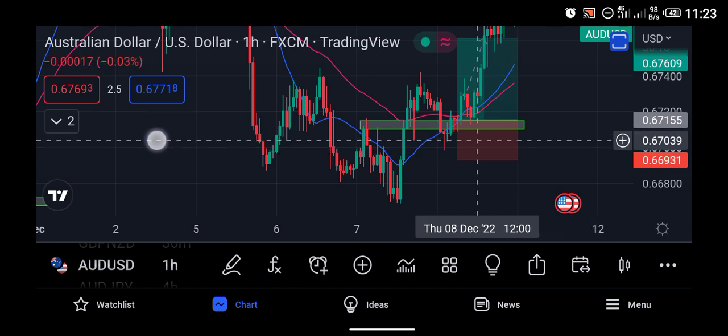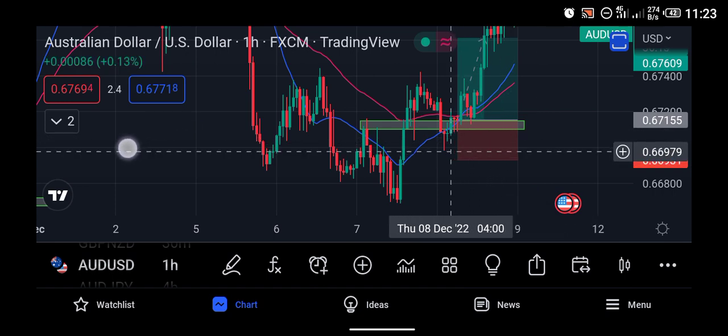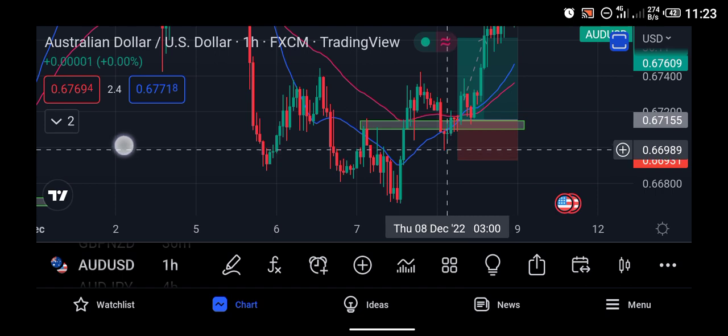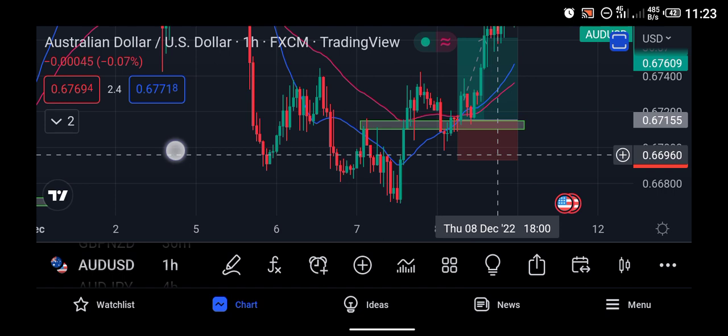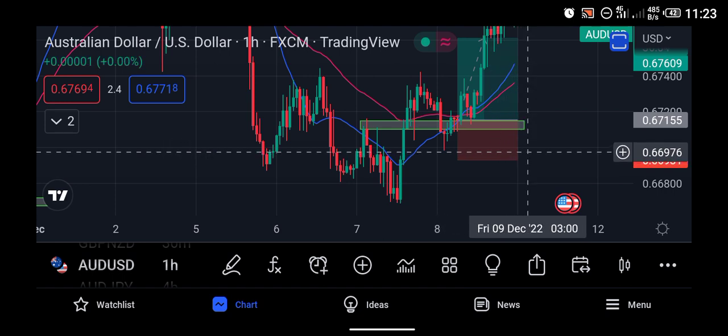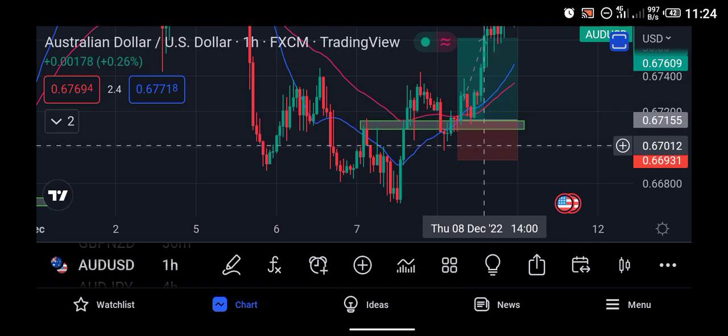Look at what I mean by close above candlestick. First of all, you notice that this is a hammer candlestick, which is a bullish signal, but I don't like to go on a trade just with one candlestick signal. I like a close above candlestick signal.